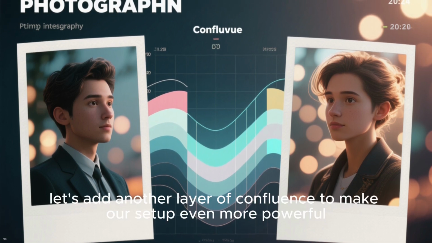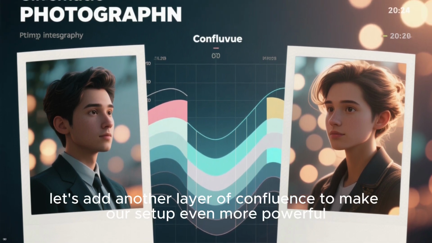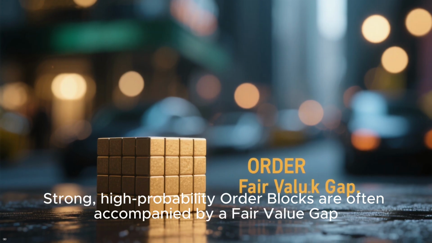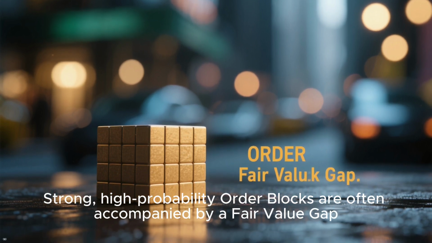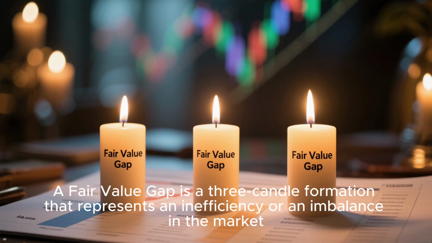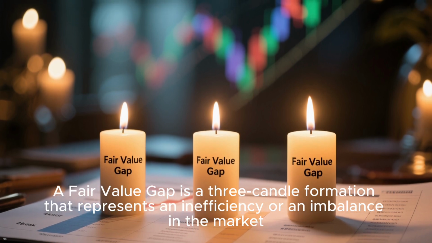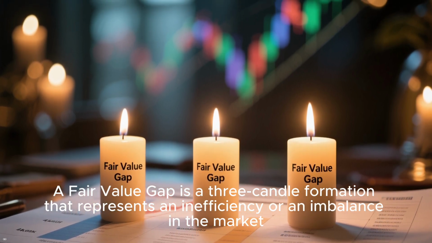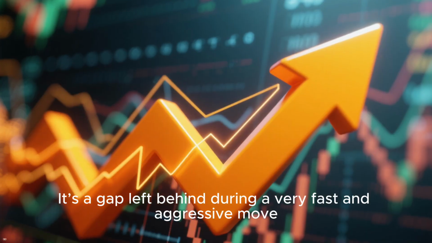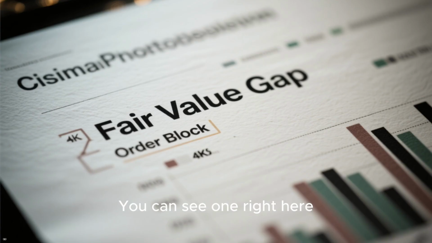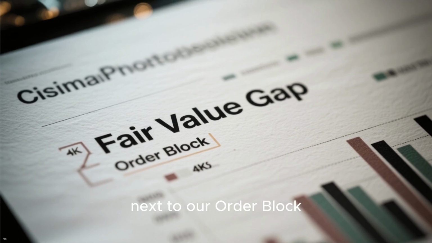Now, let's add another layer of confluence to make our setup even more powerful. Strong, high-probability order blocks are often accompanied by a fair value gap, or FVG. A fair value gap is a 3-candle formation that represents an inefficiency or an imbalance in the market. It's a gap left behind during a very fast and aggressive move. You can see one right here, next to our order block.